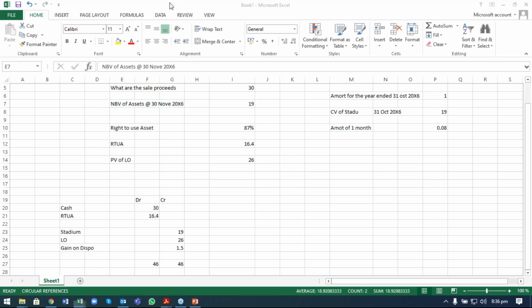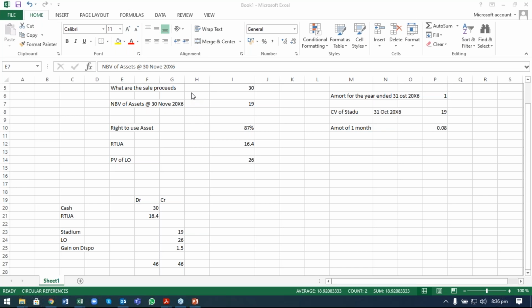Is it clear to everyone? So if anyone has a question how to get 87%, I believe that would be answered. And someone asked me, sir, I don't get why not to take right to use asset as 26 million. I hope I have answered this as well, but still if there is any confusion, do let me know.